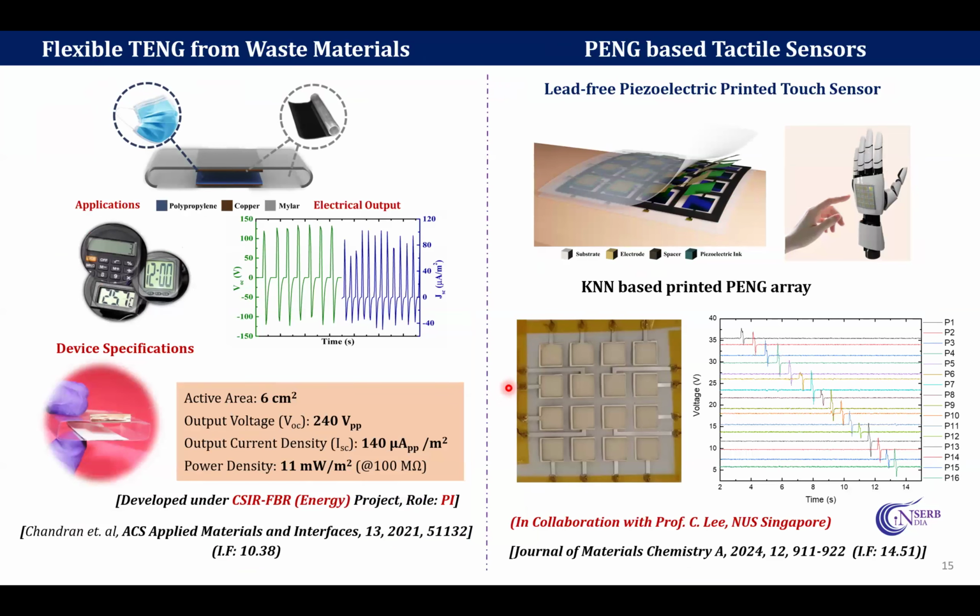Apart from these materials, we also developed triboelectric nanogenerators from waste materials such as polypropylene, which is derived from used surgical masks, used as one of the contact layers. And the Mylar material, which is used for packaging applications, has been taken as the other contact layer. The complete system has been developed, and the power output we have got from this combination is almost 11 milliwatt per meter square. We published this in ACS Applied Materials and Interfaces. By using this combination, we powered various electronic gadgets.